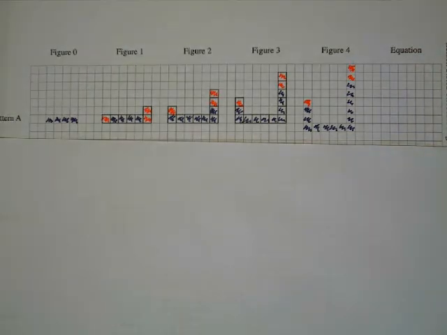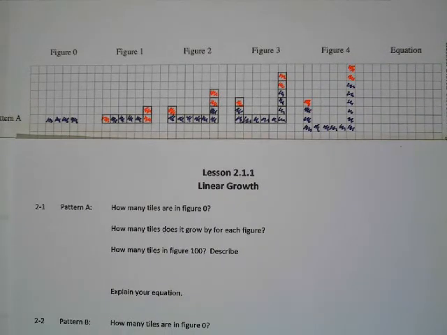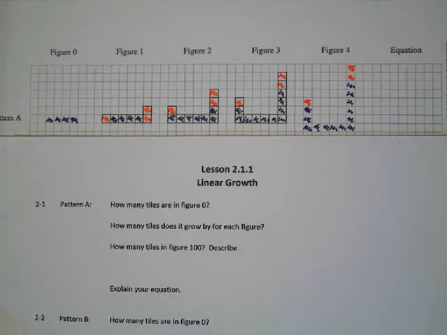All right, so looking at that, we want to start answering some questions about this. So the first question that we want to look at is how many tiles are in figure 0? Well, figure 0 looks like 4 tiles.